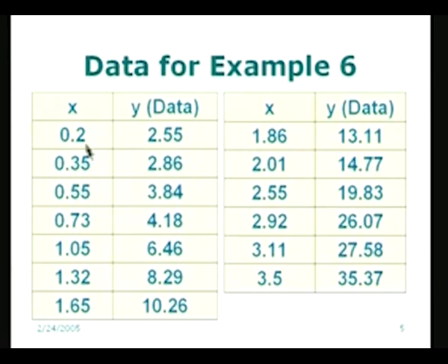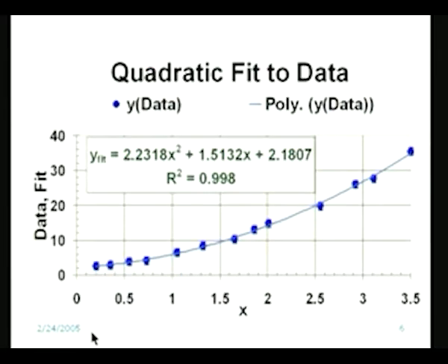So, the data is given with x ranging from 0.2 to 3.5 here, and the y is the data which goes from 2.55 to about 35.37. And already it has been made clear to us that we can expect a quadratic relationship between x shown in the first column and the y shown in the second column. So, let us look at the sketch before, or the plot before we go on to the goodness of the fit.